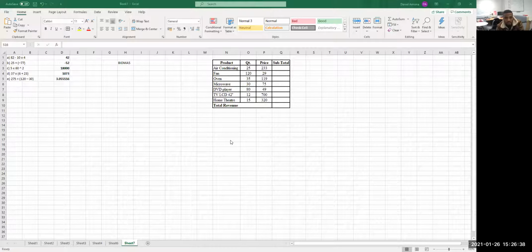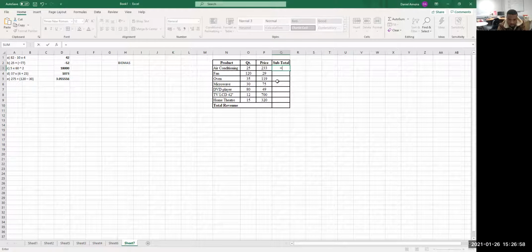Just stop sharing and show that on the right screen. Okay, so we have this. To calculate the total sales value, first we have to get the subtotals. The subtotals will be the quantity sold times the price at which each of the quantities were sold. So to get that one, remember your equal to sign first. That's the first thing you do to tell Excel what to do.